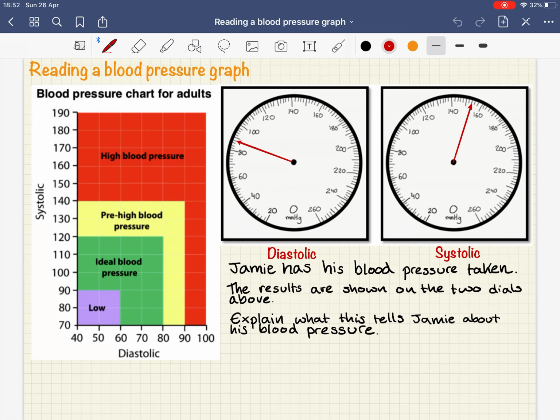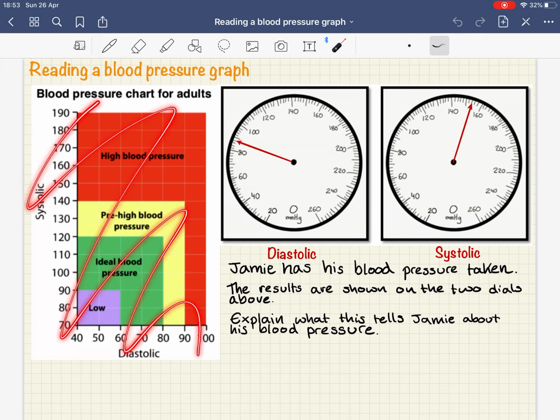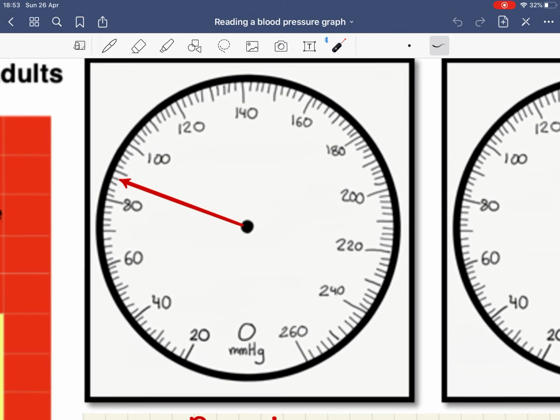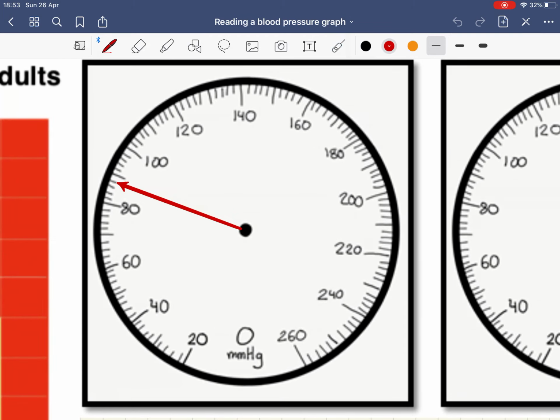So we are then asked to explain what this tells Jamie about his blood pressure. The first thing we're just going to do is read from the dial. We're not going to look at this big thing here just yet. We're just going to ignore that and look at each dial and read it. So zooming in quickly, this is our first one. This was our diastolic dial.